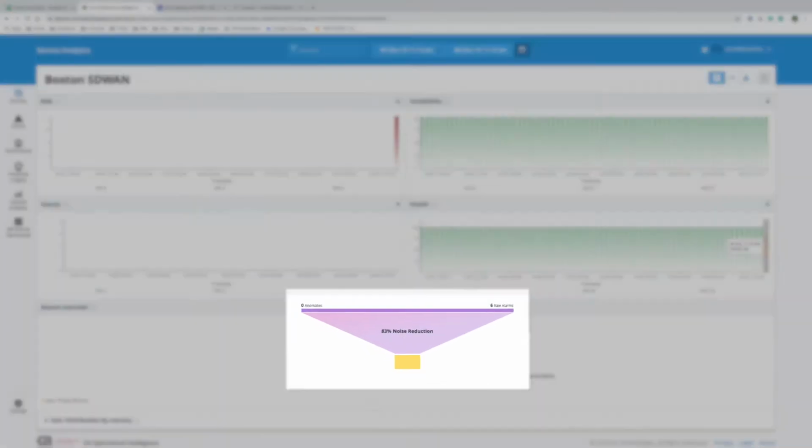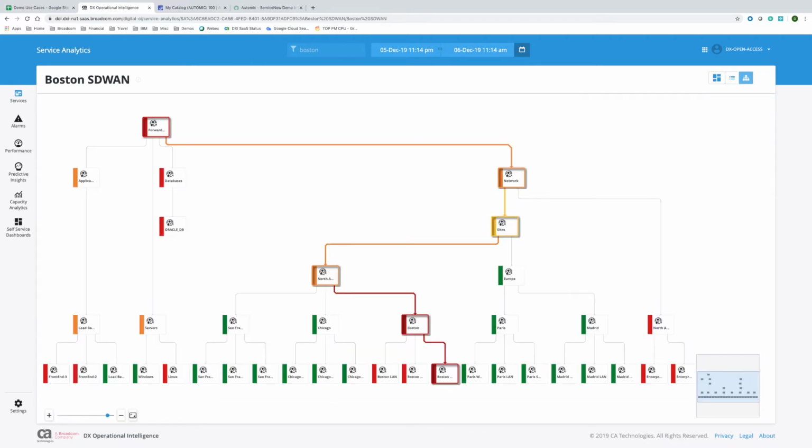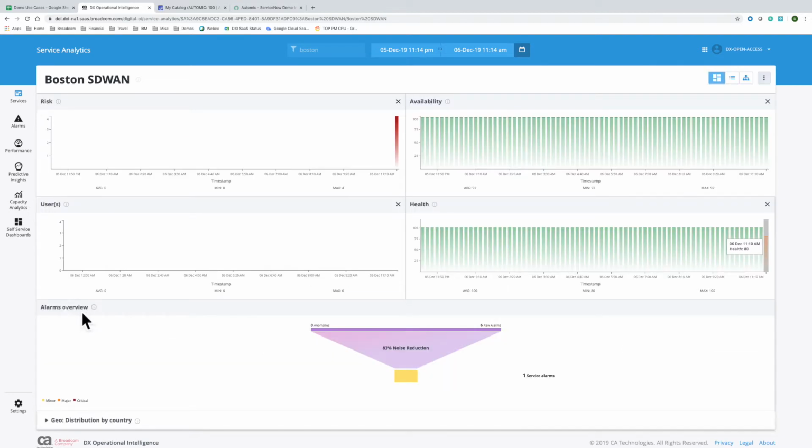Additionally, the noise reduction that the AI Ops platform is providing me through the application of machine learning algorithms. In our case, an 83% reduction in alarms. We can also look at the service topology to get a graphical view of the situation, highlighting the issue in Boston and showing the relationship to other components. We can return to the issue by clicking here and here.